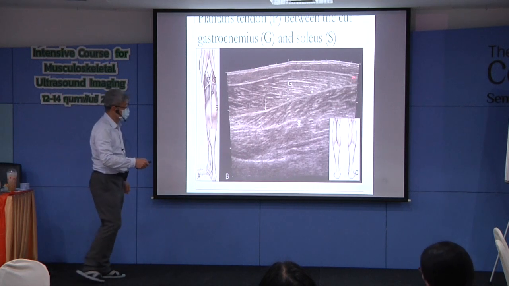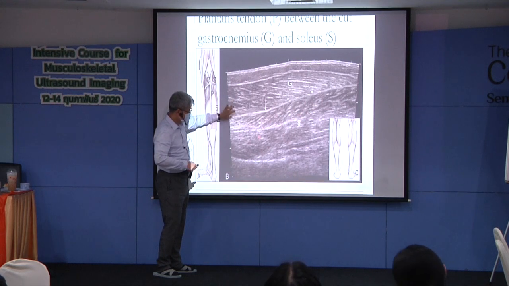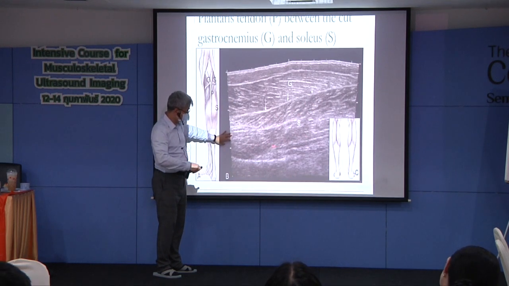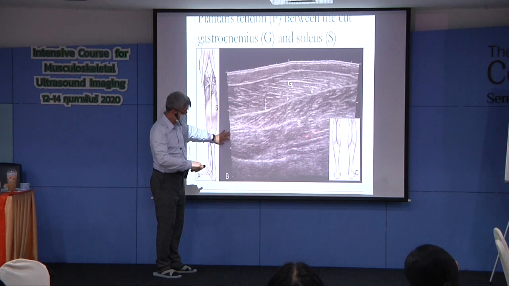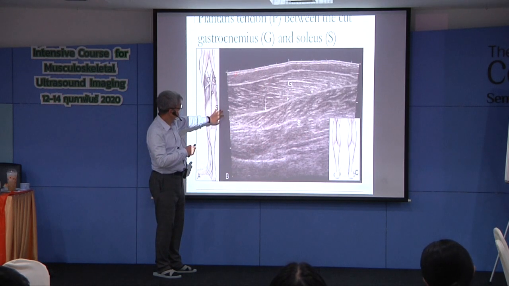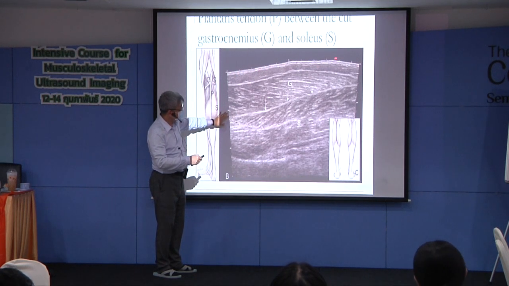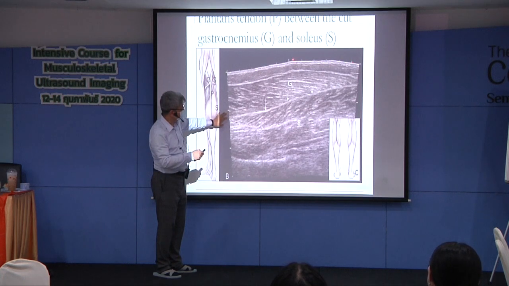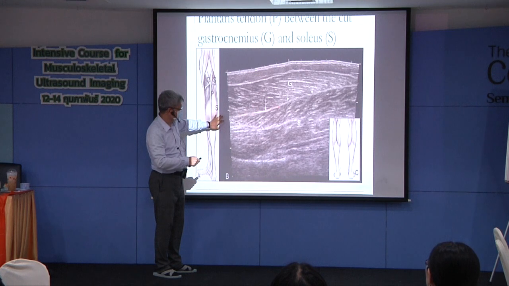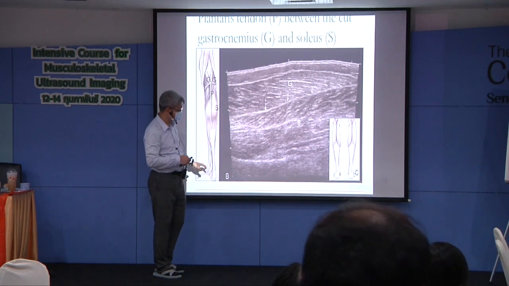Gastrocnemius, soleus, flexor hallucis longus maybe, and this image combines a lot of views. So if you are using a textbook with this kind of imaging, it's very, very difficult for you to learn, because most of us do not have an ultrasound with a panoramic view.